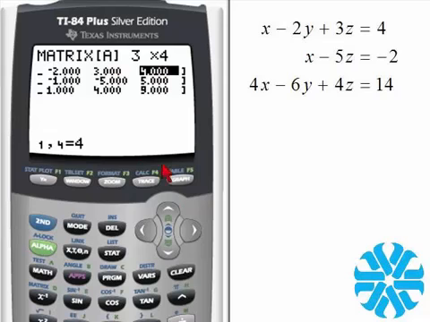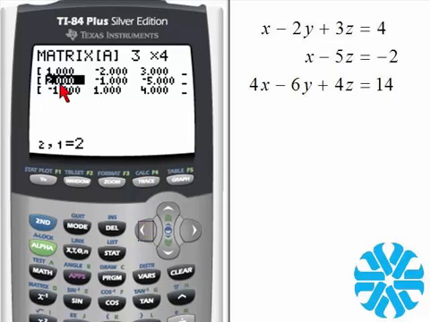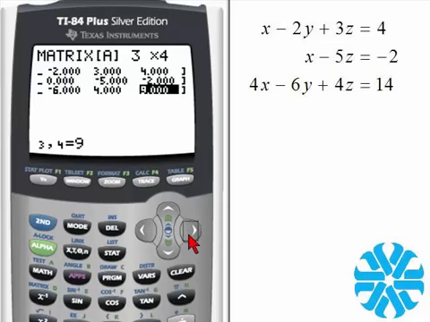So let's move down. So there is 1x for the next system, select enter. There are 0 y's, so select enter, and negative 5 for the z value. And finally the constant is negative 2. Select enter. Alright, and then we have 4x, select enter, then minus 6 for the y, and then 4 for the z, that's fine, and then we move over, and that should be 14.